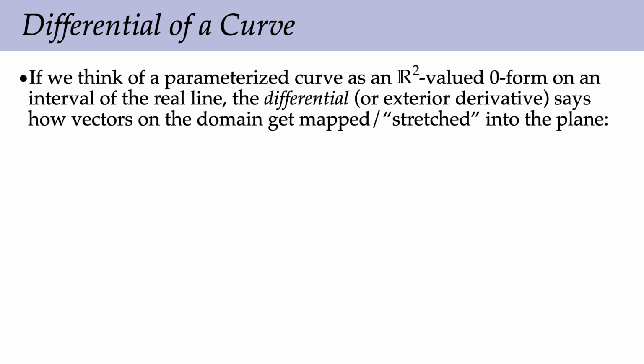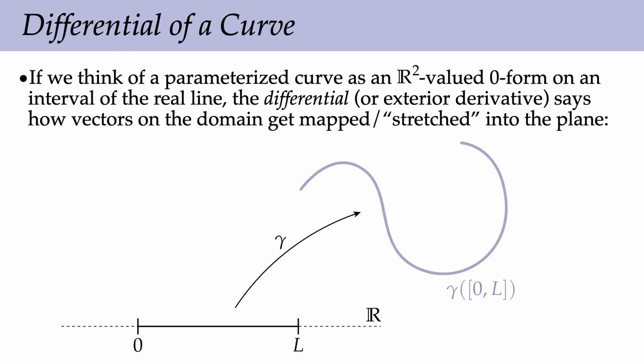Okay, if we do that, then the differential or the exterior derivative says how vectors on the domain get mapped or stretched into the plane. Right? So if we have our curve gamma and we take a little vector u on that interval, we could really think about picking up that interval and bending it into the blue curve and seeing what happens to that arrow. And depending on exactly how we bend the interval into that curve, we're going to get a vector of different length. Okay? The differential is the thing that's telling us how do we figure out that vector. Right? Given u, what is the vector in the plane?